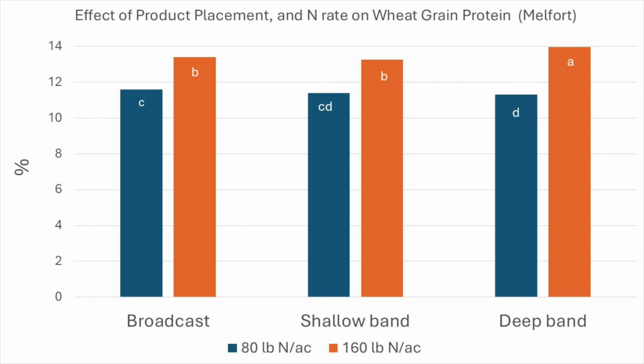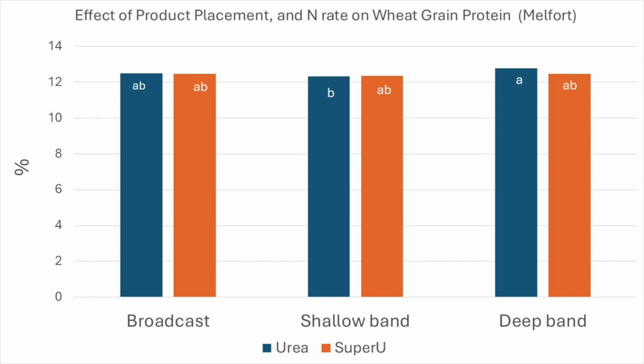While this supports the hypothesis that volatilization losses would be higher with broadcast and shallow banded applications, using Super U for these applications didn't increase grain protein as would be expected. So we are lacking some key evidence to support volatilization loss, despite there being 8 days available for volatilization to occur before sufficient rainfall was received to move the nitrogen into the soil.